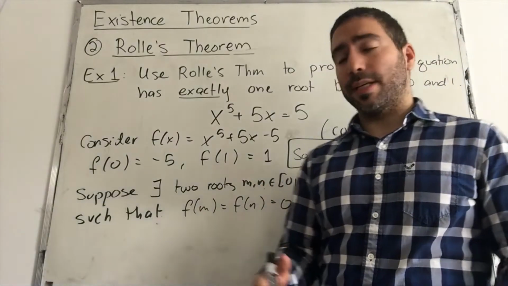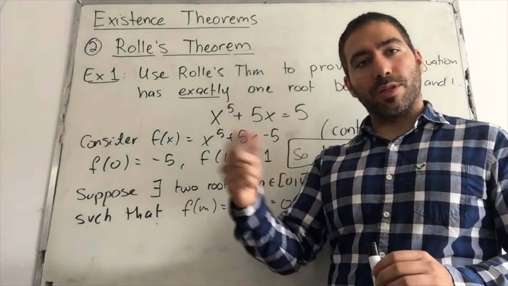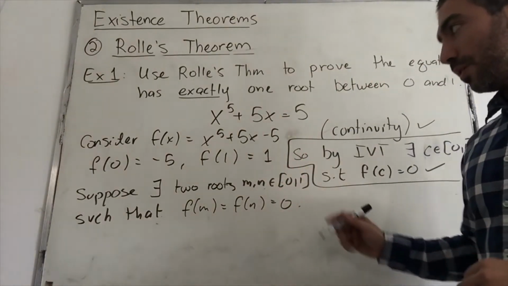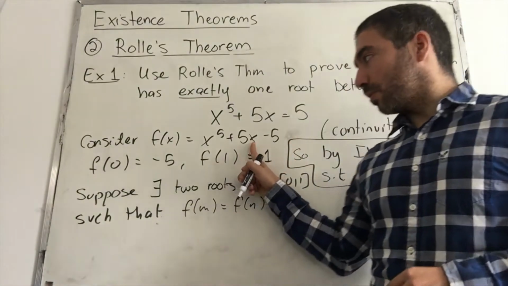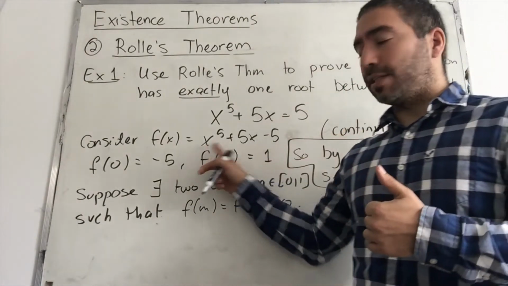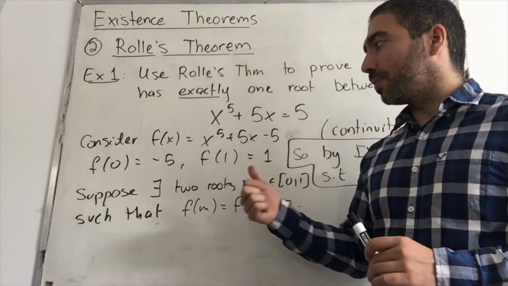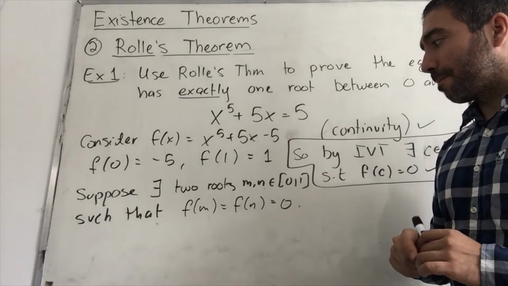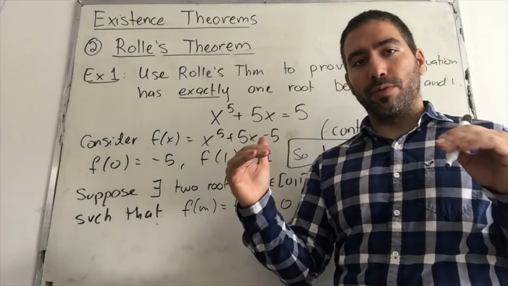Then what Rolle's theorem says is that if there's two roots, then there has to be a point in between the roots where the derivative is equal to 0. The function f of x is continuous, and we checked that already. Is it differentiable? Could you take the derivative of a polynomial? Yeah, we know how to do that. So it's differentiable, that's good. And here we have f of m equals f of n. So we have two points, they're both equal to 0.